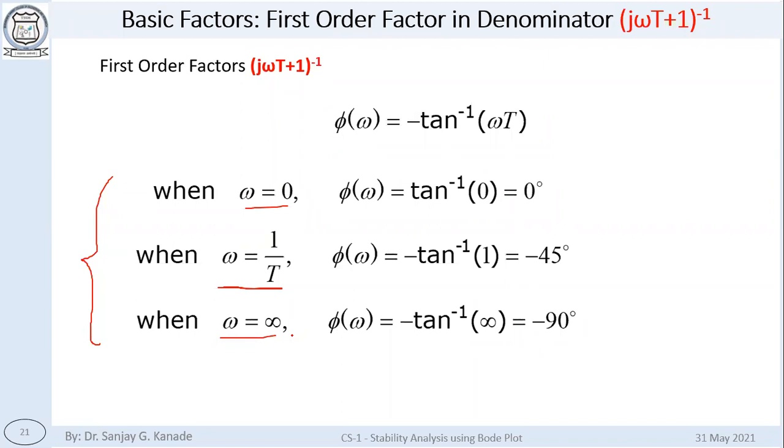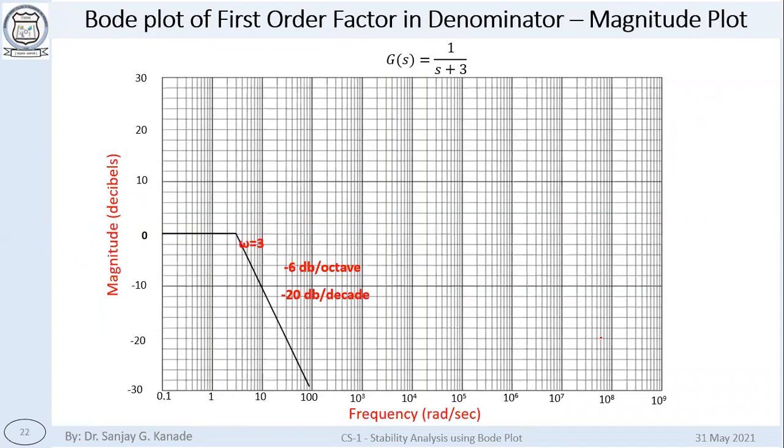So these are the phase angles for this first order factor. At omega equal to 0, it is 0. At omega equal to 1 by t, it is minus 45 degrees. And at omega equal to infinity, it is minus 90 degrees. The graph is quite similar, as I said. The important point again here is the corner frequency. We must clearly indicate the corner frequency like this, omega equal to 3. And after that, we must draw the correct line of minus 20 dB per decade.